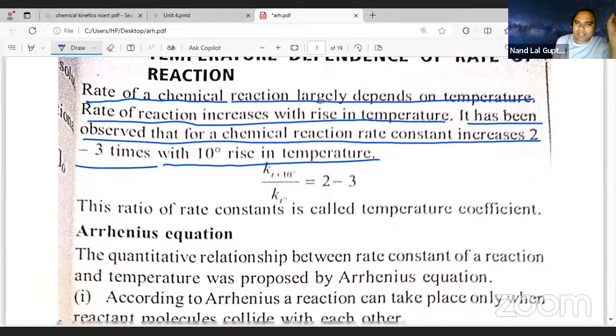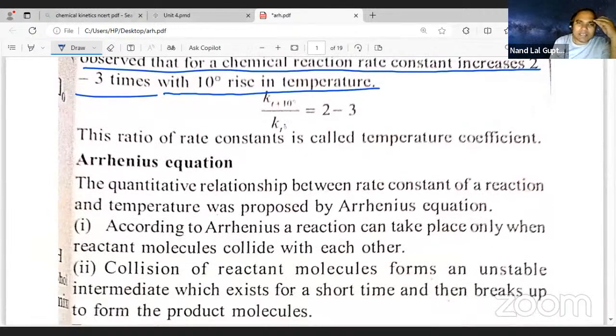So suppose the initial temperature here is T naught, and here you are increasing to T plus 10 degrees. If you cross multiply, it will become 2 times for increasing the temperature by 10 degrees C.